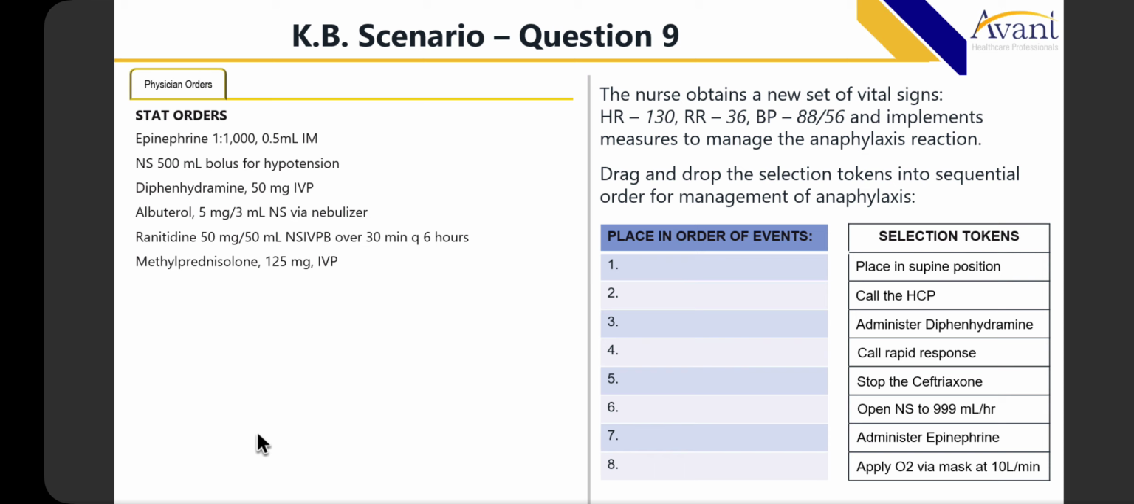Okay, I'm liking your answers. A lot of you already, before I even finish saying anything, said that they like stopping the ceftriaxone, or antibiotic. Yes, that is the culprit. That's what's causing the problem. We need to stop that immediately. What would be number two? So now we've stopped the medication. Makes sense. What do we want to do next?